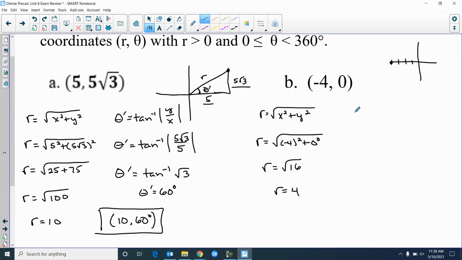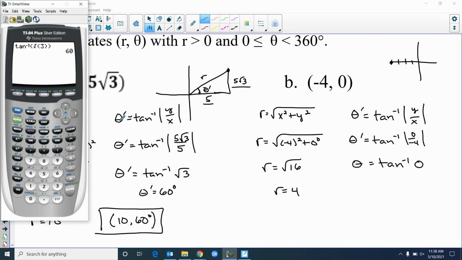Now, you can't make a right triangle, but this is where theta prime equals the inverse tangent of the y coordinate over the x coordinate. So I get the inverse tangent of 0 over -4, which is equivalent to the inverse tangent of 0. 0 divided by anything is 0. Well, if you want to think about it and go to your calculator, inverse tangent 0 will tell you 0 degrees.